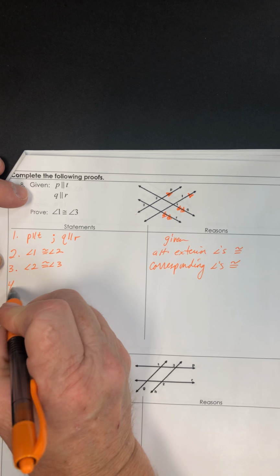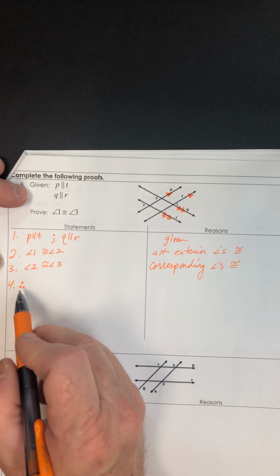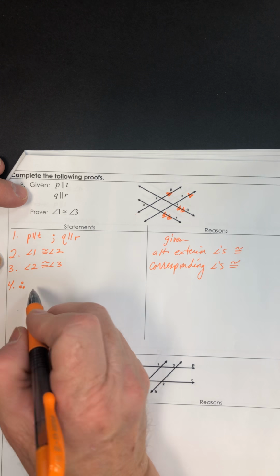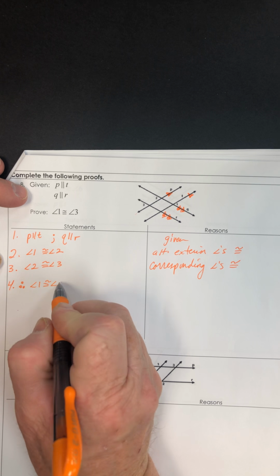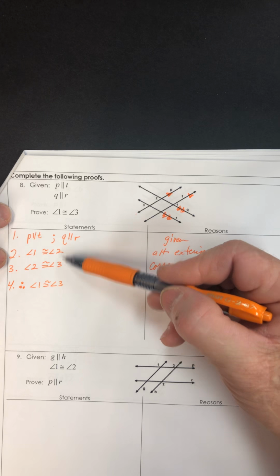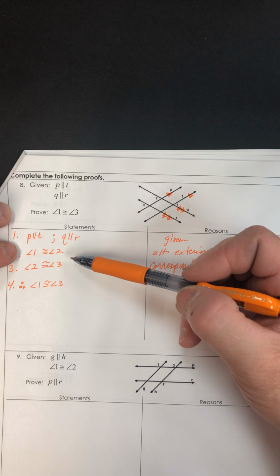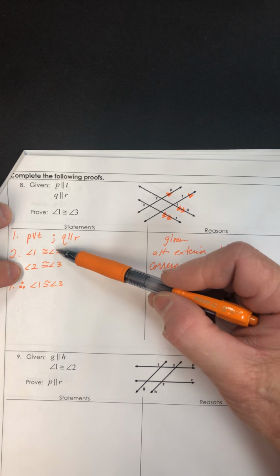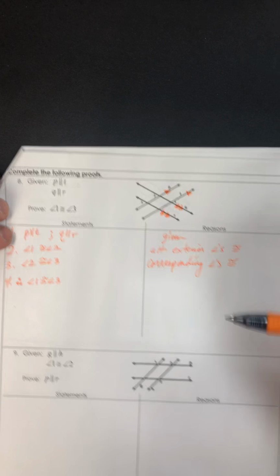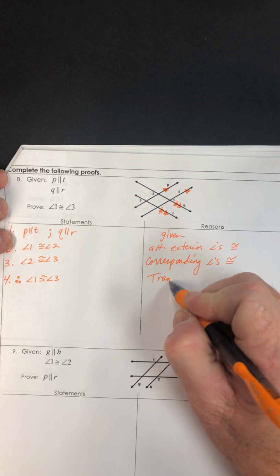Now, therefore, we are now done. Angle 1 is congruent to angle 3 because from our previous statements, 2 is congruent to both 1 and 3. So 1 and 3 have to be the same. That is transitive.